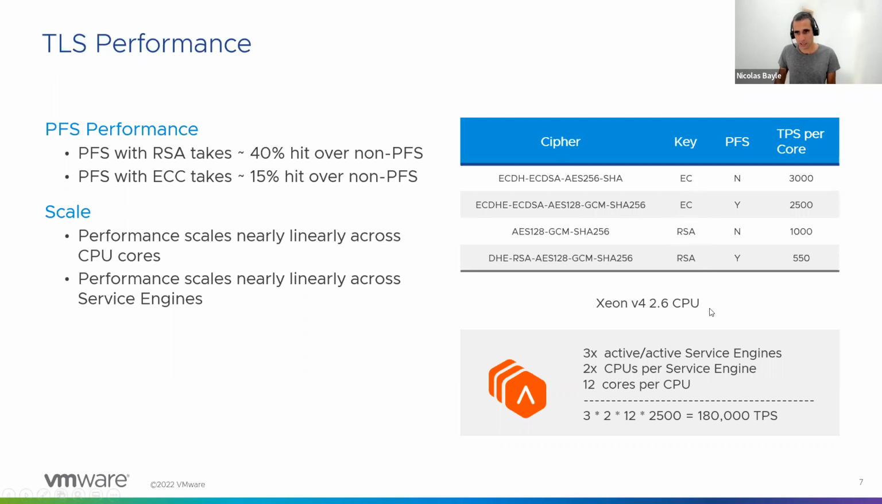So what do we see here? You see that the 3rd column here tells you if PFS, perfect forward secrecy, is enabled or not. And you see the number of TPS per core that you can reach. And you see here it's TPS per core, right? Per virtual CPU. It's not TPS per service engine.